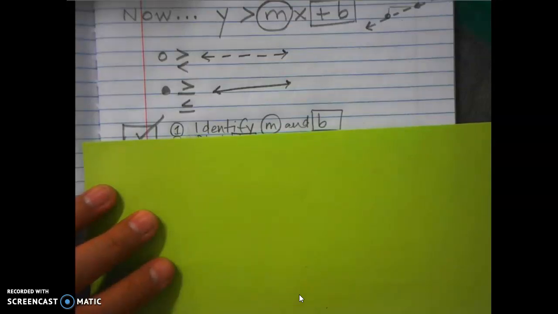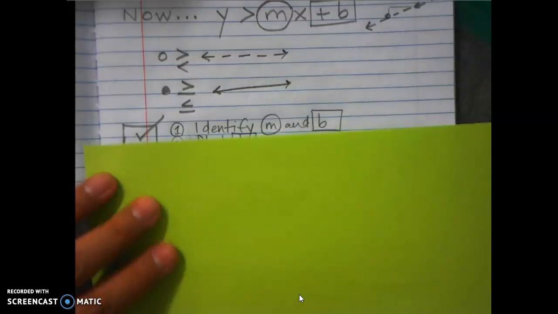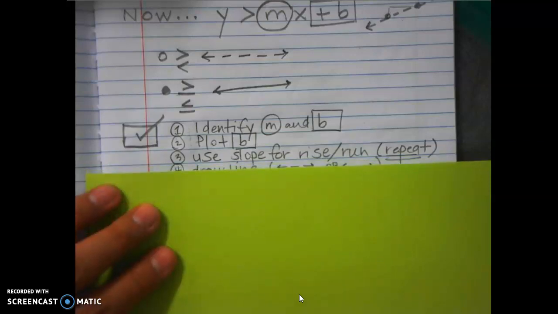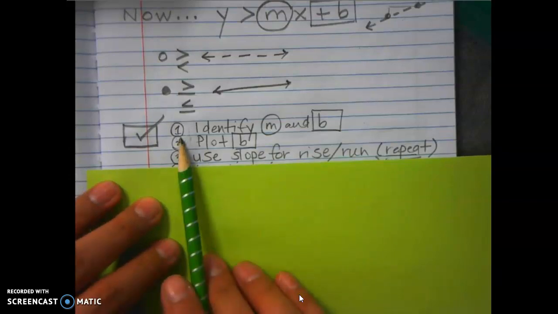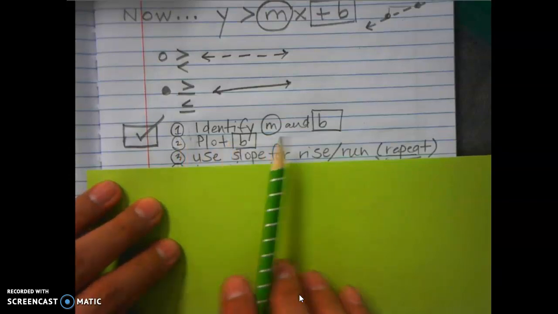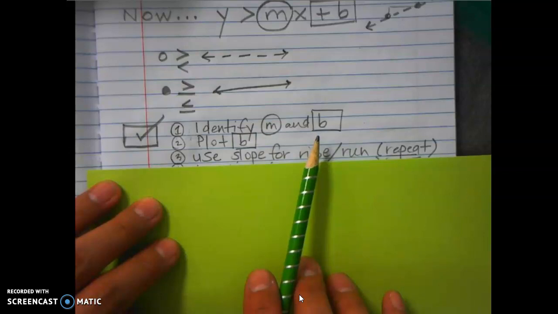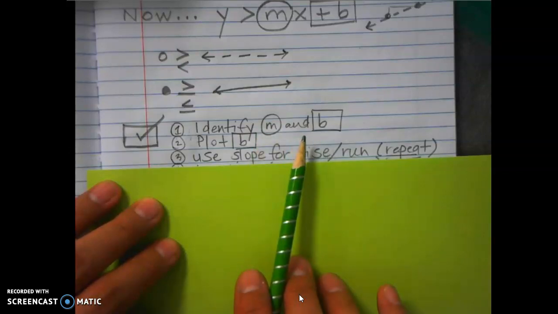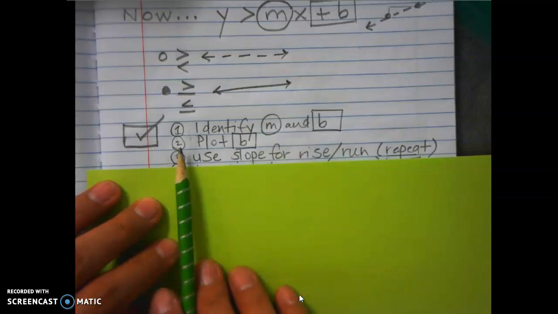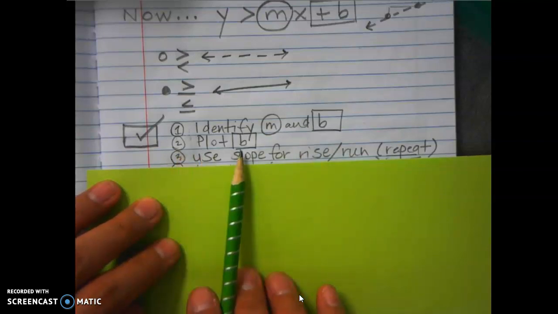Okay, so our checklist is very similar to graphing equations. The first three steps are identical. Your first step is to identify your M and your B. So we're identifying what our slope is and what our y-intercept is.